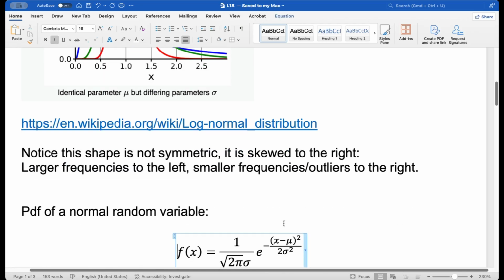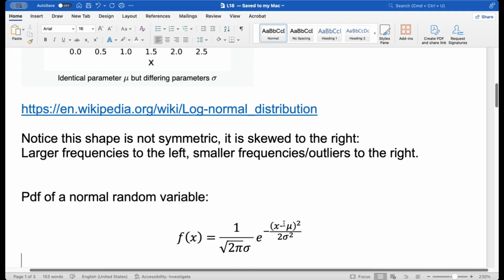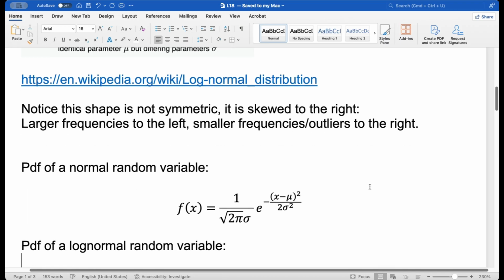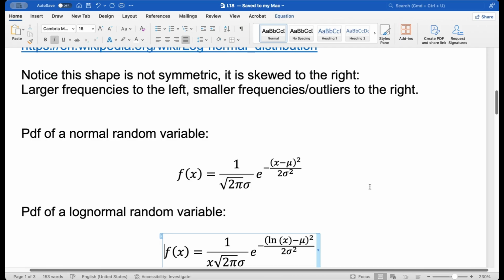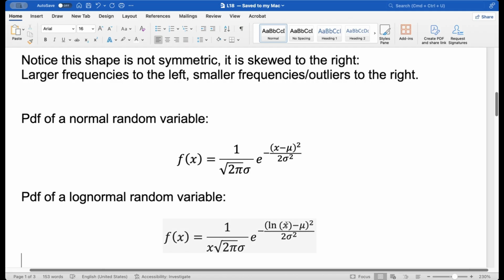Now, we're going to be working with the normal distribution here, so recall the PDF of a normal random variable. And then this is the PDF of a log normal random variable. Notice instead of an x, they have a log x, and they have an extra x in the denominator, and we'll briefly explain where that came from.